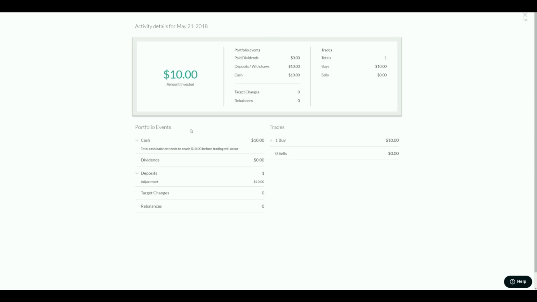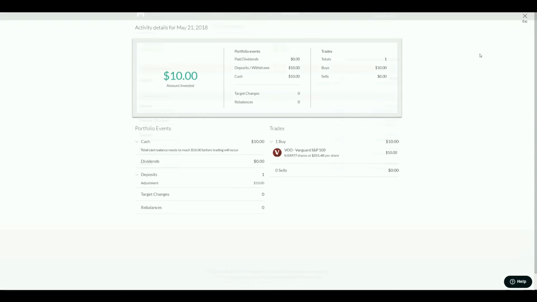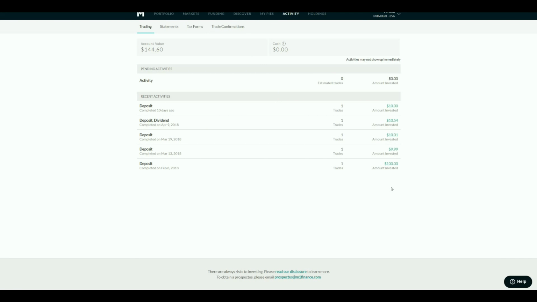$10 is a triggering threshold that M1 Finance needs in order to make a purchase. So then it went out there, and with only $10, I was able to purchase 0.03977 share of the S&P 500. So this stock is $251.40, but with only $10, I was able to buy a third of it. Not even a third of it. It's like 1/33rd of a share. So very interesting there. So that is M1 Finance, how you are able to get referrals over on M1 Finance, and why that threshold of $10 is much better.